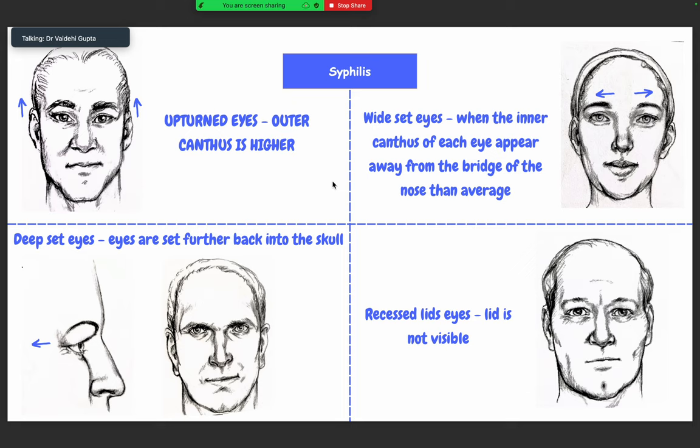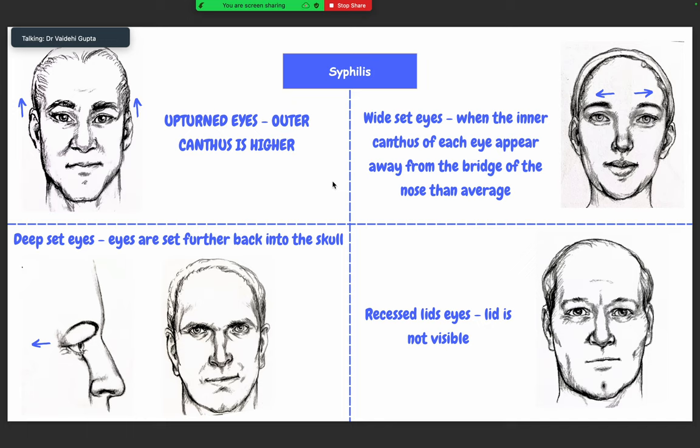Syphilis. In Psora, it was downturned eyes. In syphilis, it is upturned eyes. In Psora, the outer canthus was slightly lower than the medial canthus. In syphilis, the outer canthus is slightly above in comparison to the medial canthus. So upturned eyes, outer canthus is higher. It will be slightly above in the sketch. We can see in the first one.